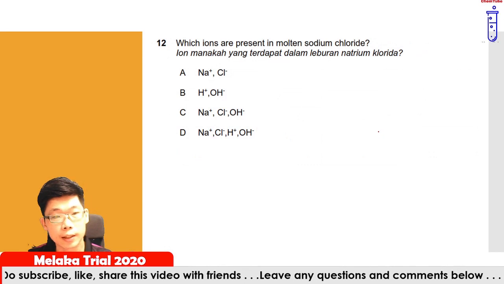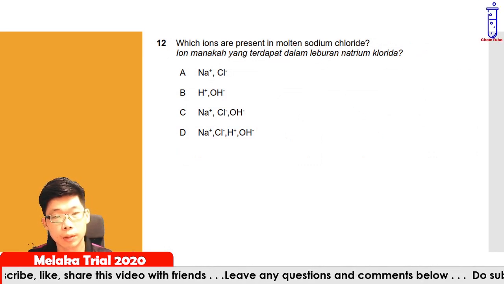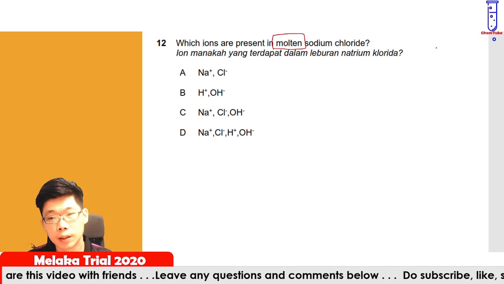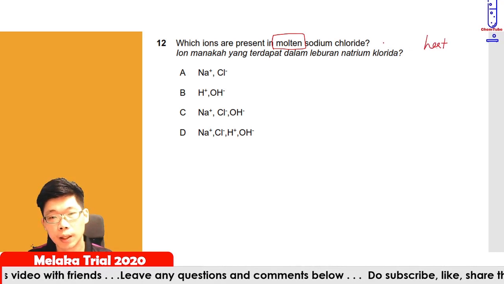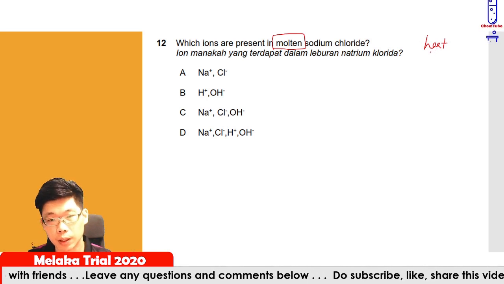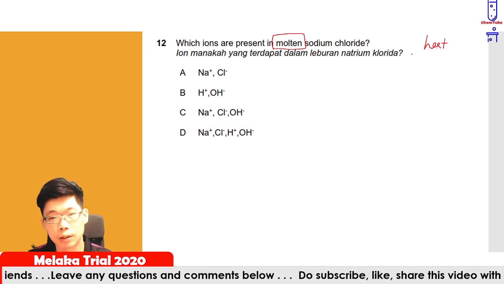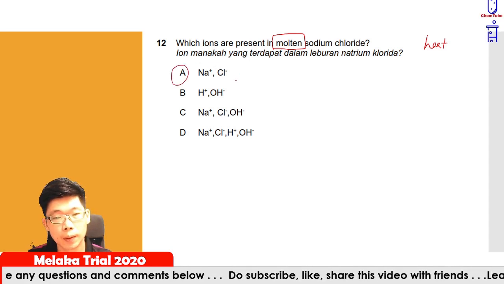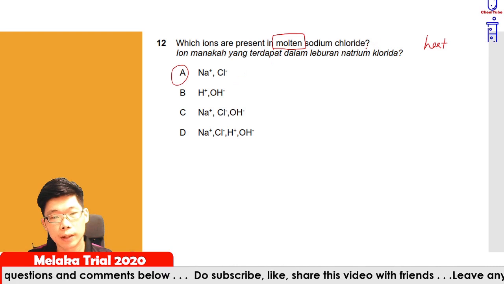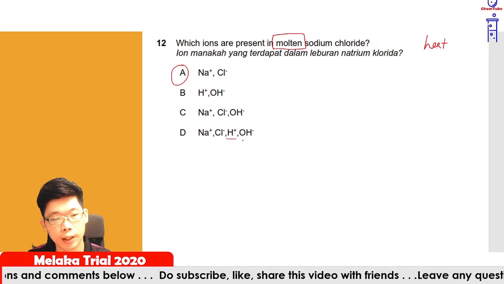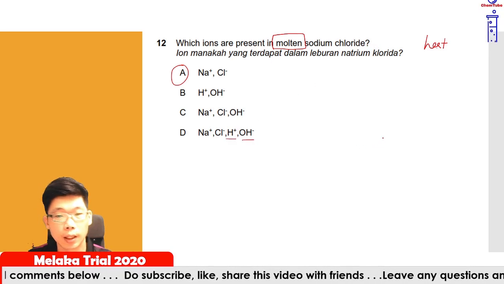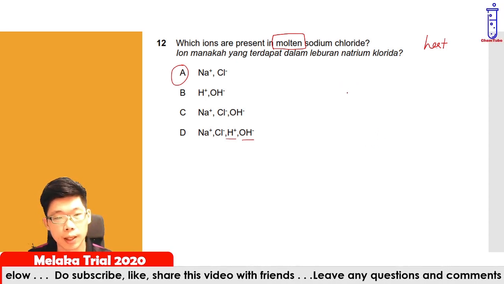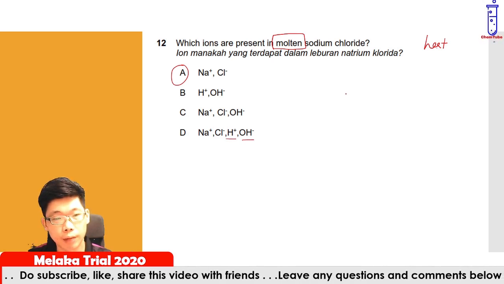12. Which ions are present in molten sodium chloride? Molten state means you heat the sodium chloride until it melts. It is not a solution, so it consists of sodium and chloride ions only. If it is a sodium chloride solution, then it has hydrogen and hydroxide ions in the solution because it dissolves in water. Molten has two types of ions only.